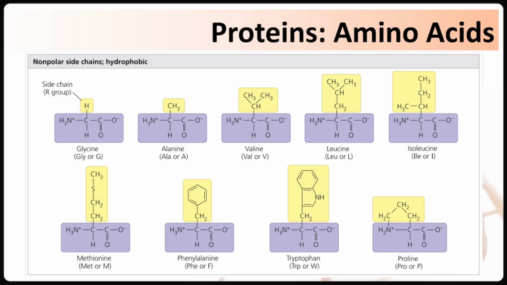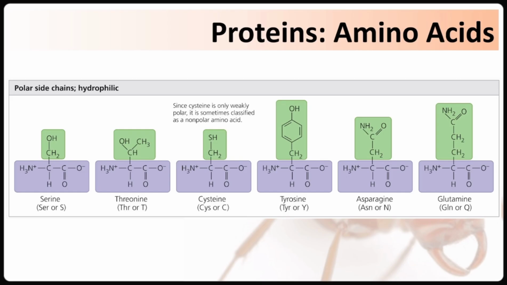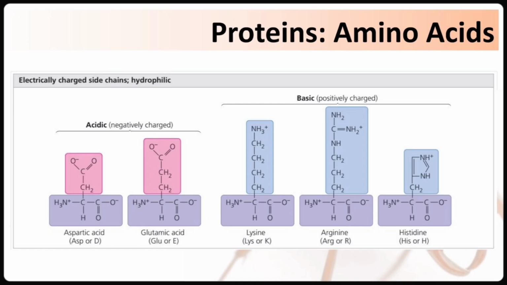Now, these are some of the amino acids. These are the nonpolar side chains that are hydrophobic amino acids. As you can see, we have glycine, alanine, valine, leucine, isoleucine, methionine, phenylalanine, tryptophan, and proline. These ones are the polar side chains that are hydrophilic amino acids. So we have serine, threonine, cysteine, tyrosine, asparagine, and glutamine. Now this one, the last set, these are the electrically charged side chains, which are also hydrophilic amino acids. We have aspartic acid, glutamic acid, lysine, arginine, and histidine.